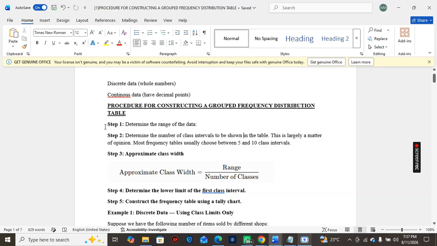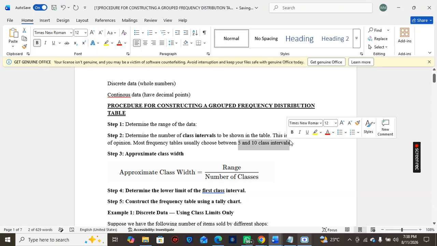The first step always is to determine the range of the data. This is the highest value in the data minus the smallest value. After getting the range, you need to determine the class intervals. It's up to you to choose. You can say I need 5 class intervals, I need 10, 7.